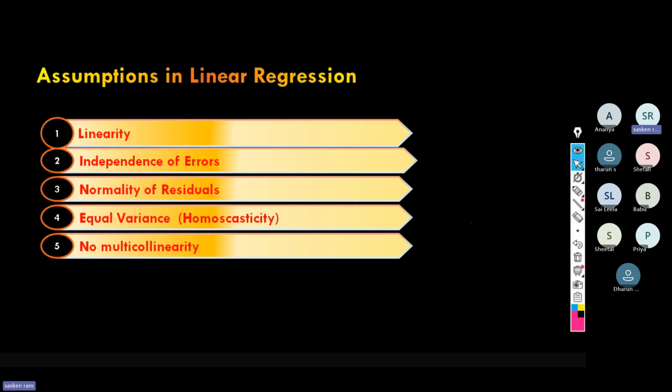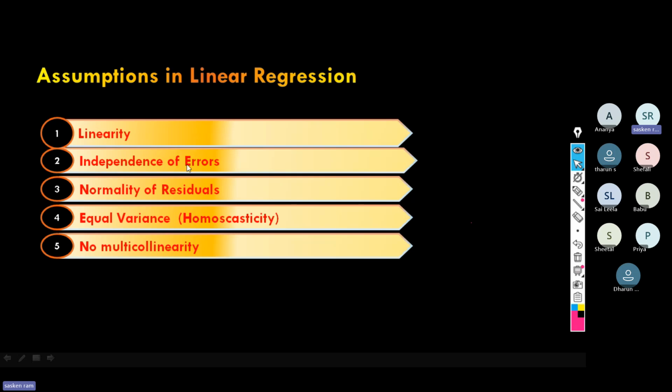So what is linearity here? The relationship between the independent variable and the dependent variable is supposed to be linear. You remember we've used the scatter plot, correct? In the scatter plot you can see that there is a positive correlation or a negative correlation. At least a positive or negative correlation should be there. It should not be a straight line. The relationship between input and output, you need to validate it. That is one of the assumptions.